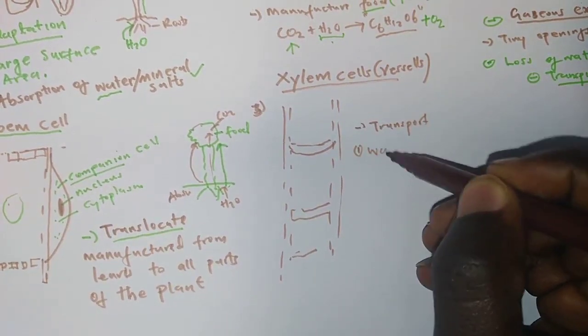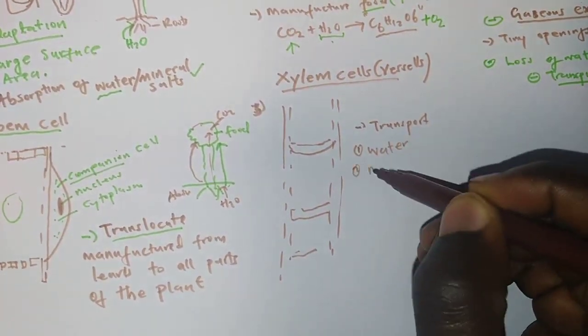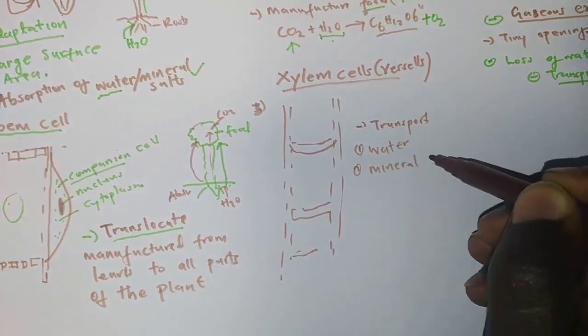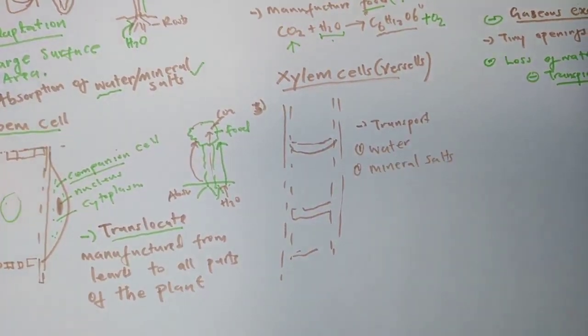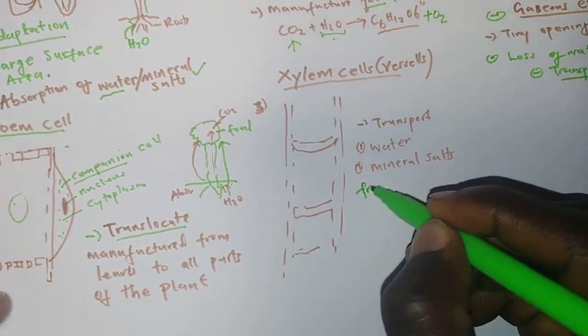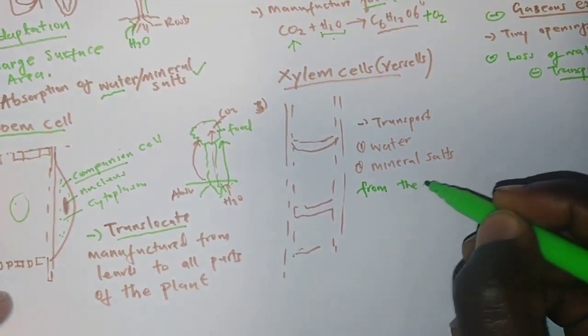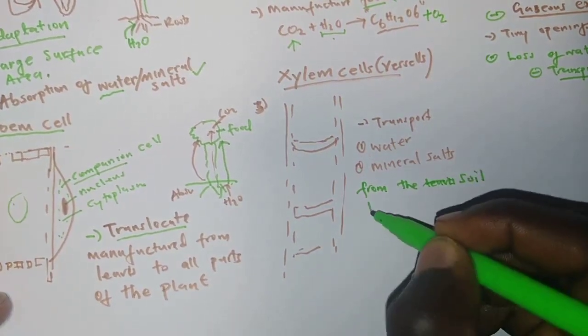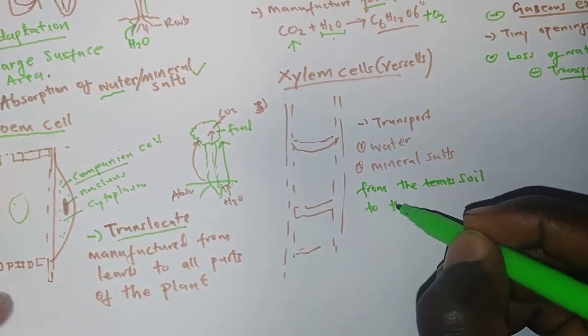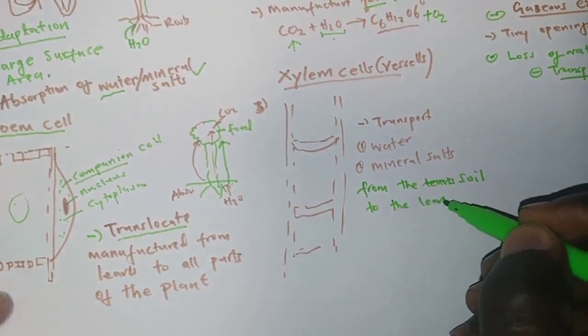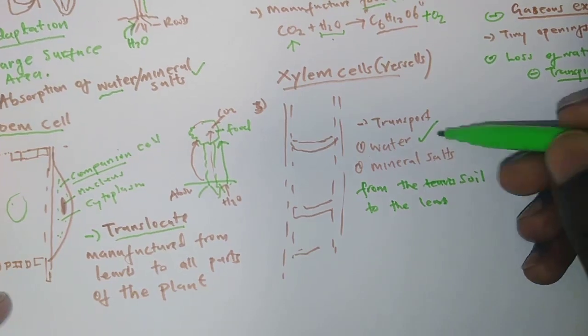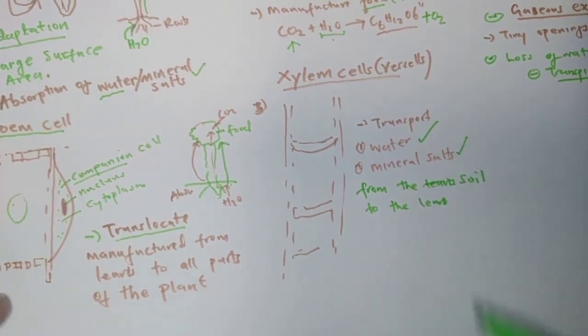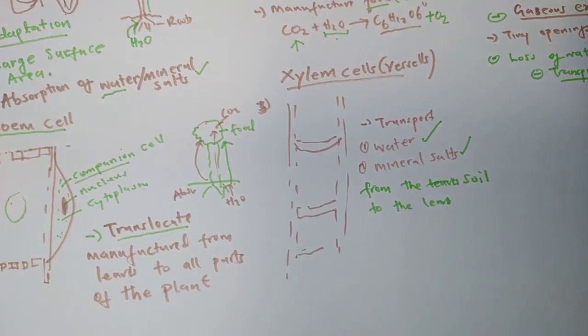number one, water, number two, mineral salts, from the soil to the leaves. Of course, we know water will be used for photosynthesis. Then you have manufactured food like proteins, which use certain minerals like nitrates to manufacture proteins. So this is basically what's going on in these cells.